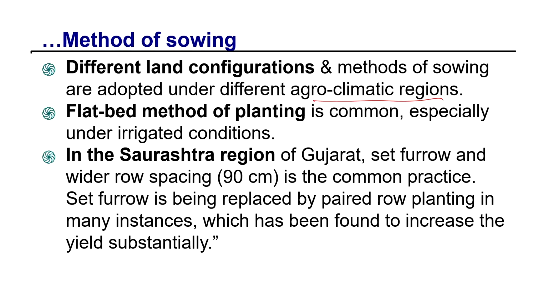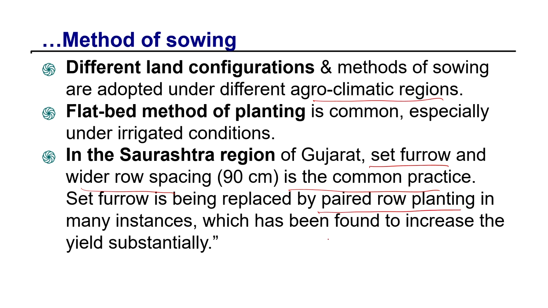But mostly it is flat bed method of sowing which is common, and especially under irrigated conditions, flat bed method is adopted. In the Saurashtra region of Gujarat, set furrow and wider row spacing, that is 90 centimeter, is the common practice, and this is an improved version also. Set furrow is being replaced by paired row planting.